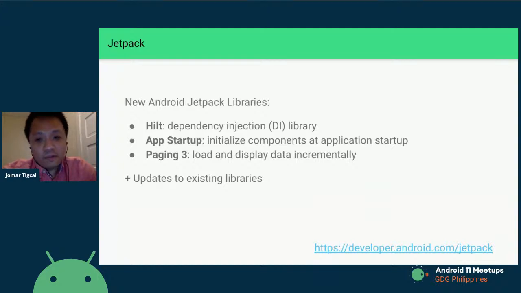And then Jetpack. If you've not yet heard of Jetpack, Jetpack is a collection of libraries that can help developers follow best practices, reduce boilerplate, and write code that works on newer devices, higher-end devices and lower-end devices. So we can focus on our actual application instead of worrying about all those things. Jetpack is mostly all those AndroidX libraries, or the Android extension libraries that we have.